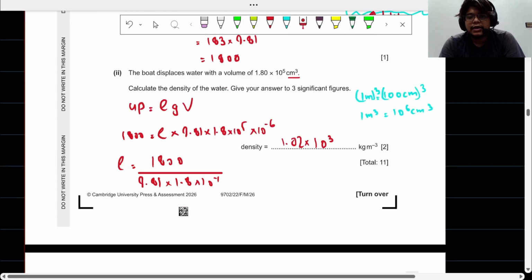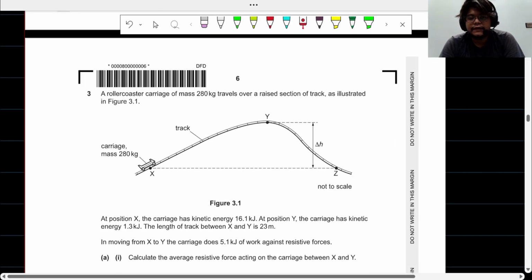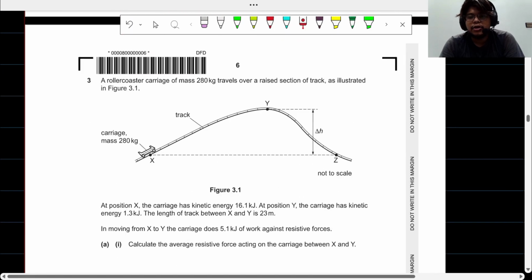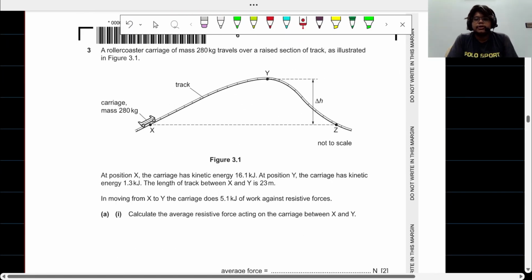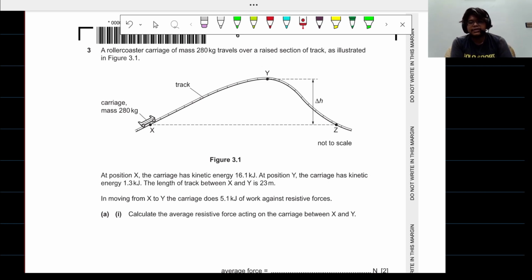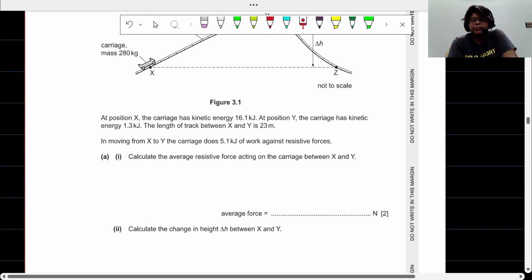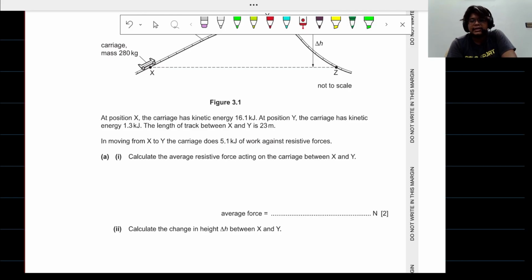Okay, and now let's move ahead. So this was the end of question 2. Now let's move on to question 3. So in question 3 we have a roller coaster, right, which has a mass of 280 kg. It travels over a raised section of track, and at position x, the carriage has kinetic energy 16.1 kilojoules. At position y, the carriage has kinetic energy 1.3 kilojoules, right?